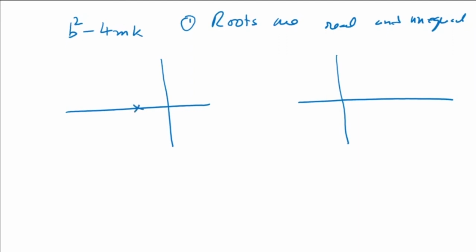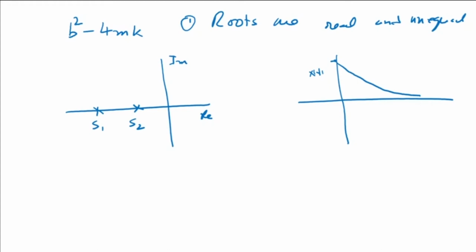So we have two roots which are real. This is s1, s2. This is the real axis and this is the imaginary axis. Okay, and it basically means that this is my x(t). So if I displace it and I leave it, what will happen? It will come like this and it will stop there. Okay, this is the meaning of real. Roots are real and unequal.